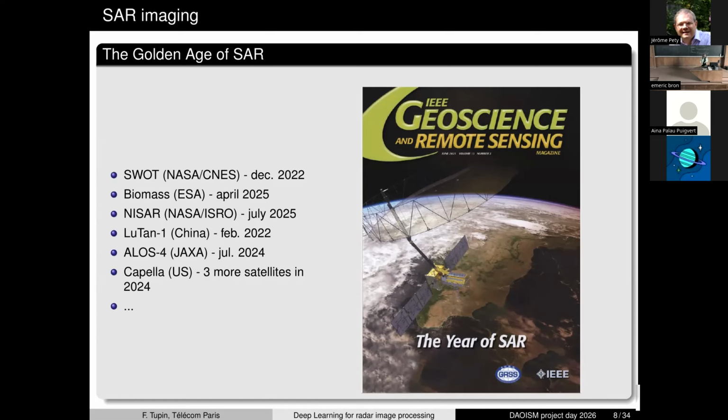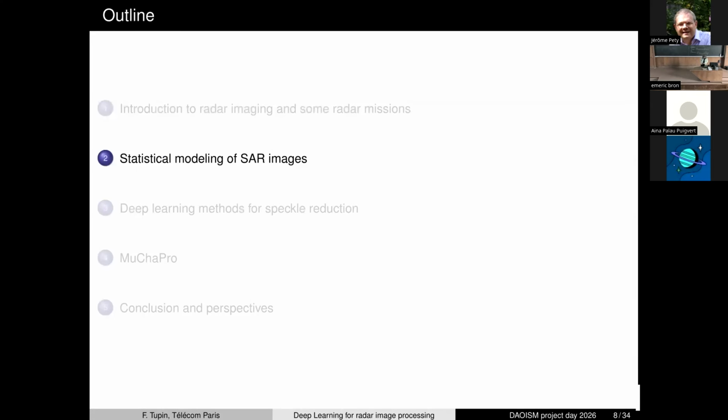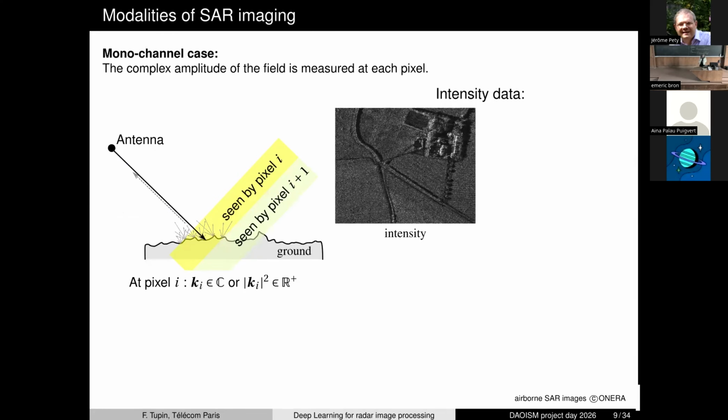But the other side of radar imaging is, of course, as you may imagine, defense, with very high resolution sensors to monitor different activities. So, in the following, before introducing some deep learning methods or deep learning strategies that we may use to process these images, I will say a few words about the statistical model we have for this image, because they will be useful to define the deep learning methods.